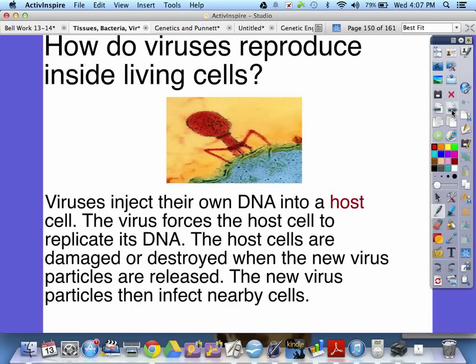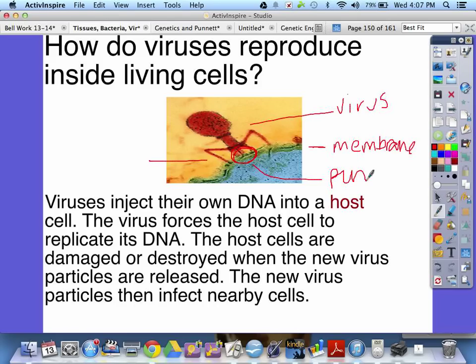So, whenever we're looking at viruses, we need to understand how they reproduce inside of a living cell. So what you see here, this is a picture of an actual viral particle attached to a cell. Right here is the membrane of the cell. This is your virus. And now you see you have your legs right there, and you have your pin down here. So this is the pin, this is the tail.